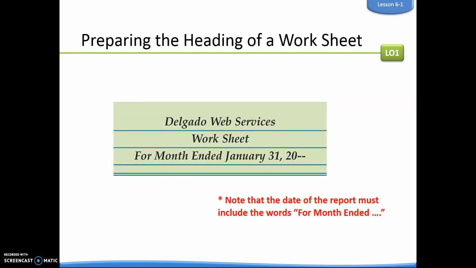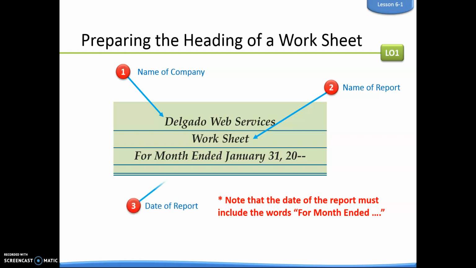So first things first, we always do our heading on the top of a worksheet. So that starts out with the name of the company. The name of the accounting form we're using is simply called a worksheet, so that's all that's put up there. And then we have for the month ended January 31st. It is important that you include the words for month ended, and if you were doing this for a year, you would want to say for year ended, and then you obviously wouldn't put January 31st, you just put 2019, 2020, whatever it happens to be.